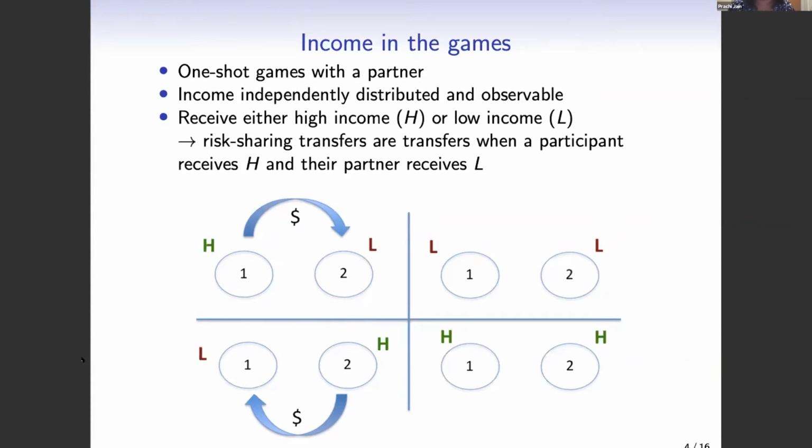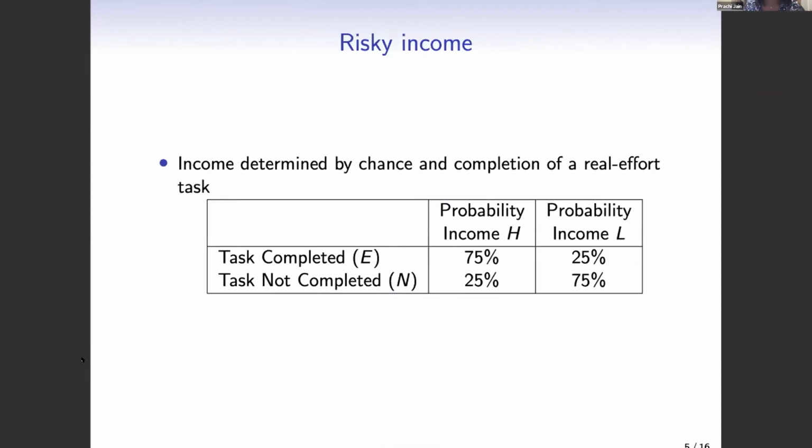If we think about these different states of the world, because I'm interested in this task completion or effort component, income is risky. It's determined both by chance and completion of a real effort task. And so importantly, if I see my partner's income, I don't know whether or not they worked hard, but certainly working harder and completing this task is going to increase the likelihood that they get this high income.